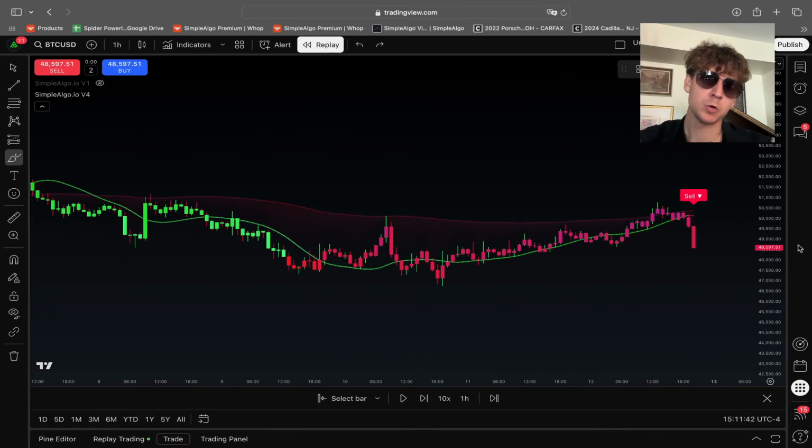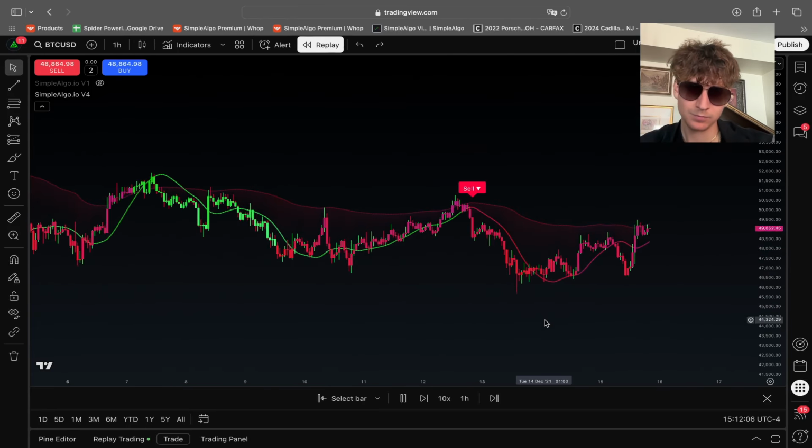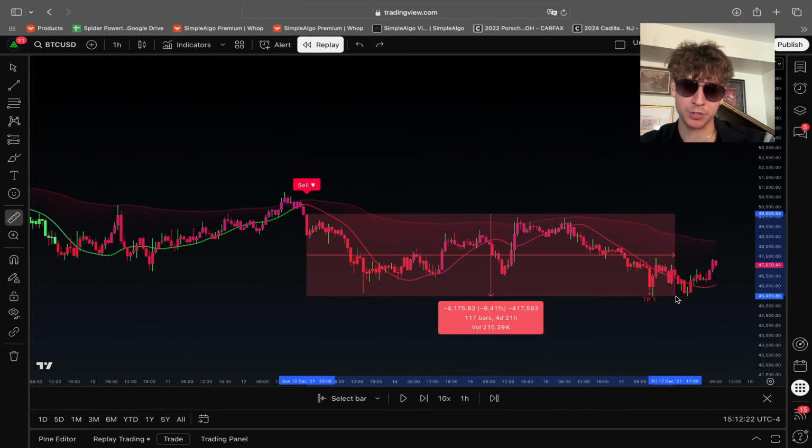All right, here's another really good one. The signal line is trading below the active trend line. We have our sell signal. We have our red candles. This is a good trade to take. Let's see how this one does. All right, you would have made around 8% profit on this one.